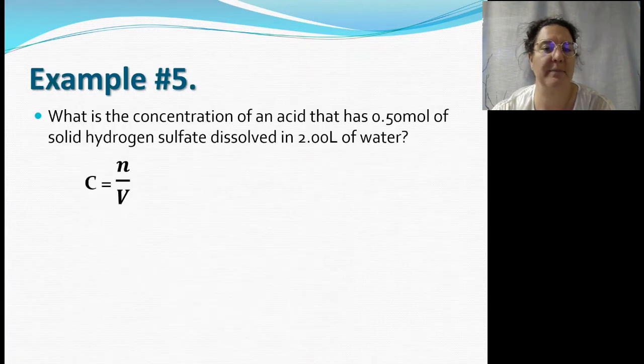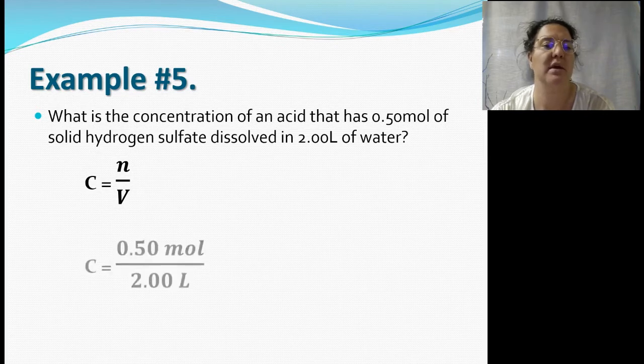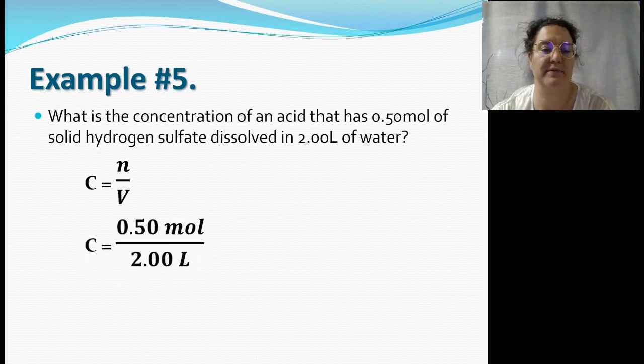For our first example, what is the concentration of an acid that has 0.50 moles of hydrogen sulfate dissolved in 2 liters of water? We were given the moles at 0.50 and the volume as 2 liters, so our units are correct. So our concentration is 0.25 moles per liter.